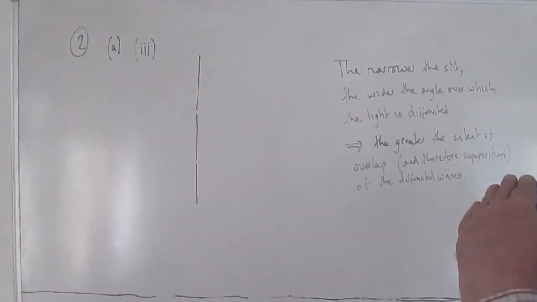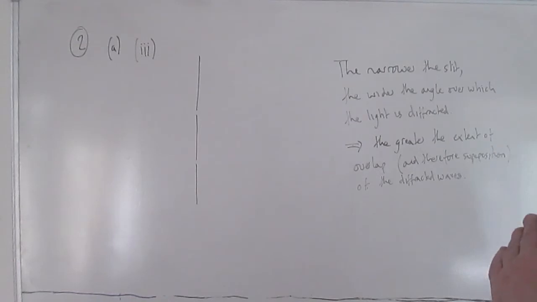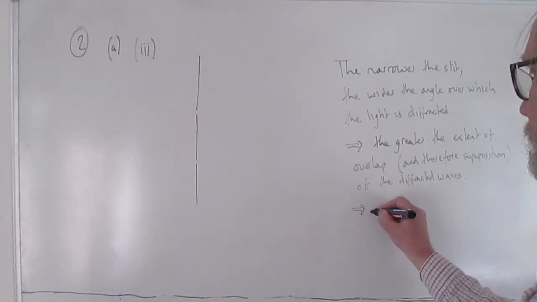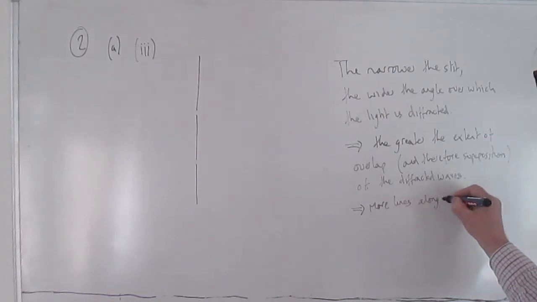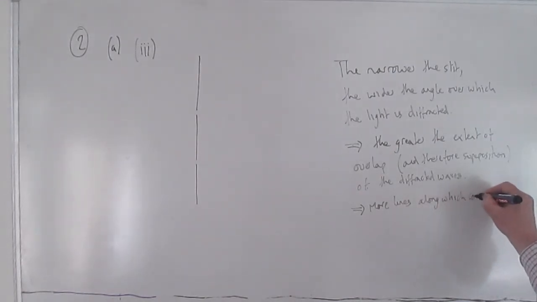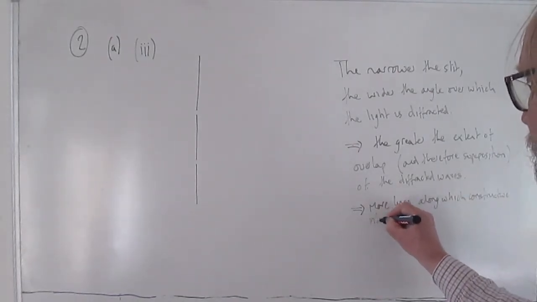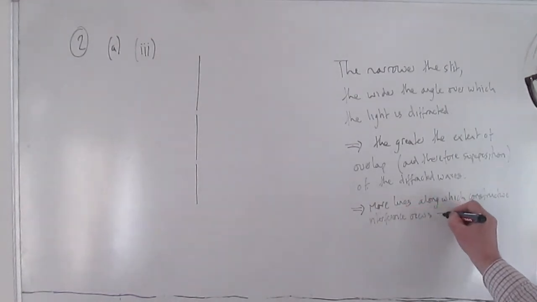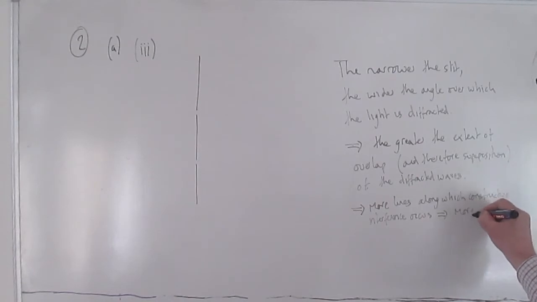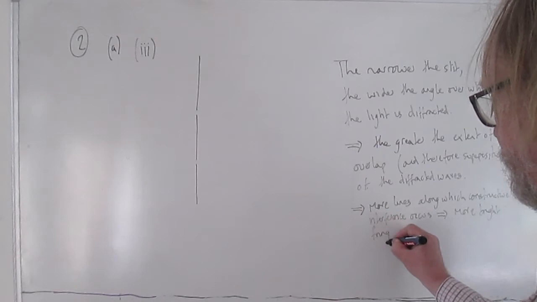and the more superposition you get, the more opportunities you have to get lines along which constructive interference occurs. So the more lines along which constructive interference occurs, which means that you get more bright fringes. So that's the idea.